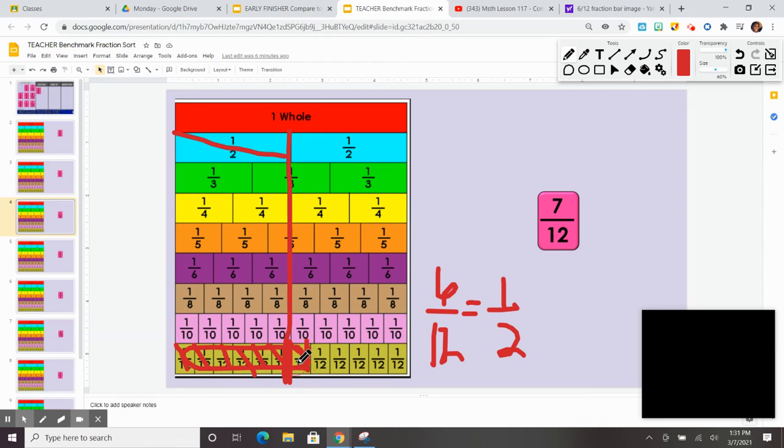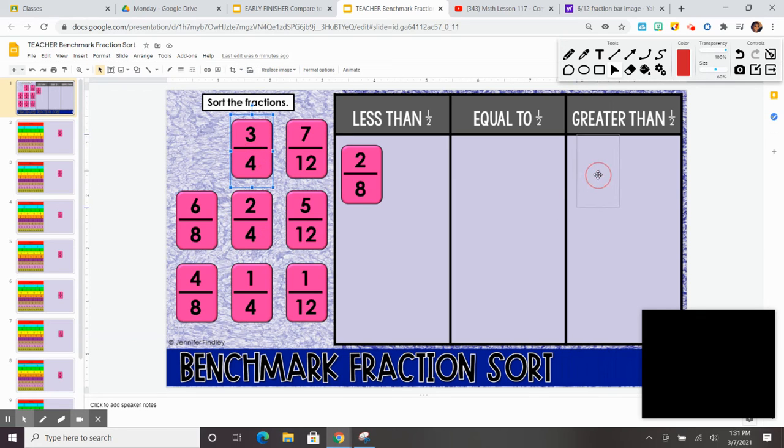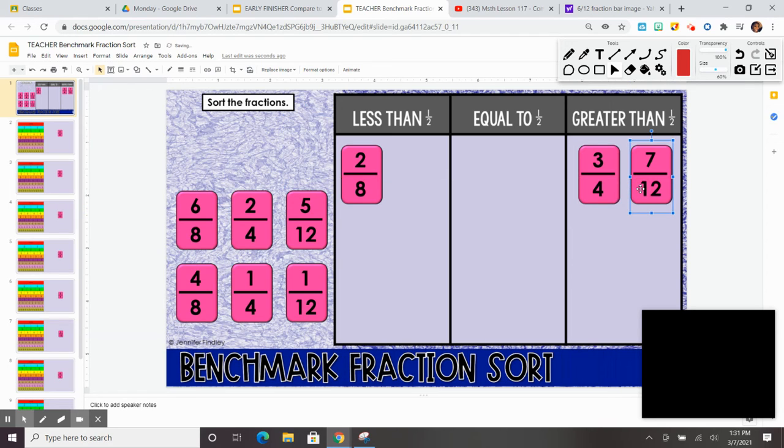Well, all of this is 7. It goes beyond the half. The half stops right here. So obviously 7/12 is greater than 1/2, correct? All right, so let's go back up and put our pieces in the right spot. Let me clear the objects out. So we said that 3/4 was greater than 1/2 because 2/4 is equal to 1/2. You have 3/4. All right, and 7/12 is greater than 1/2 because 6/12 is equal to 1/2, but you have 7. 1 more than 6 is 7.